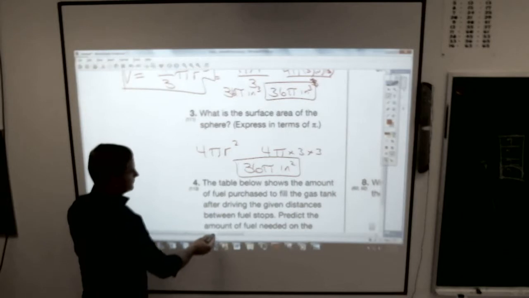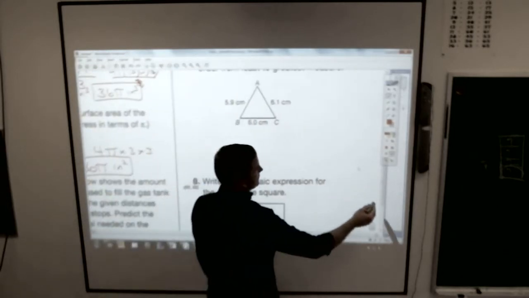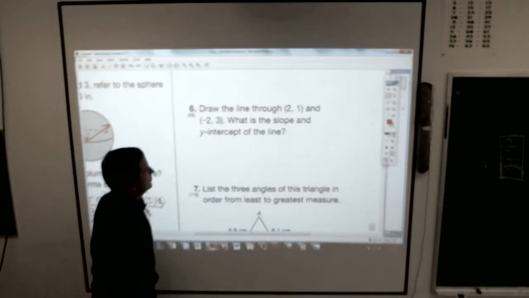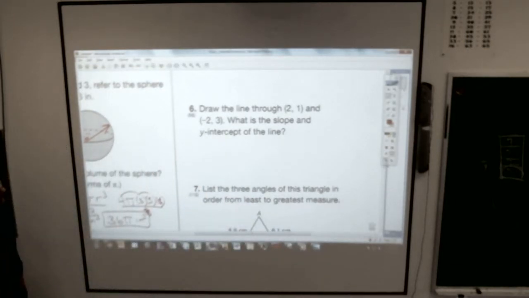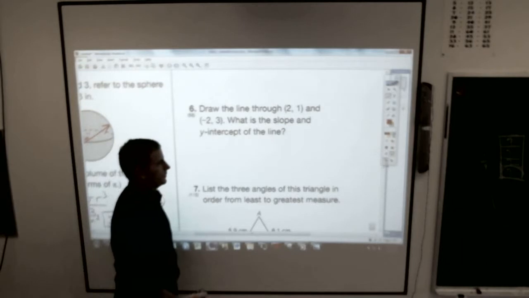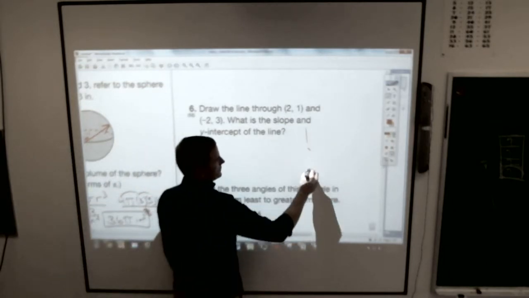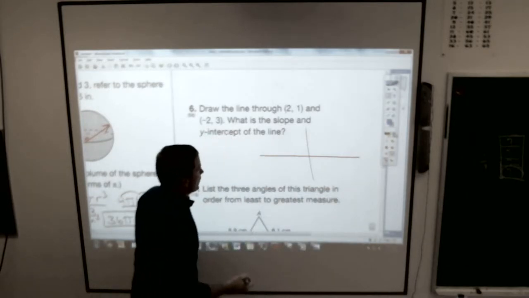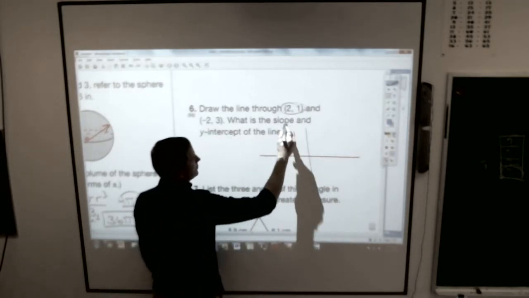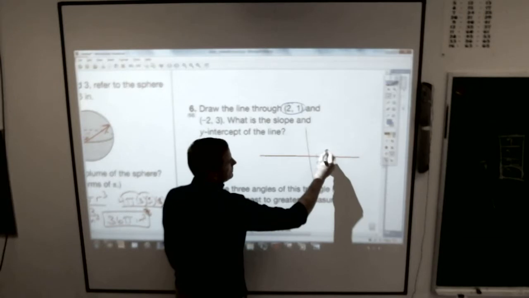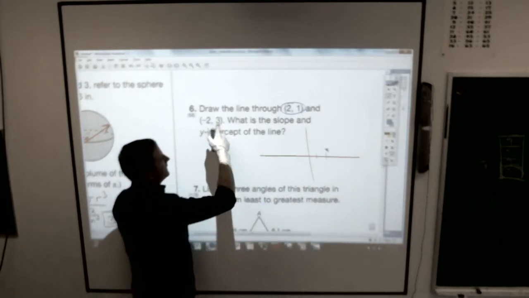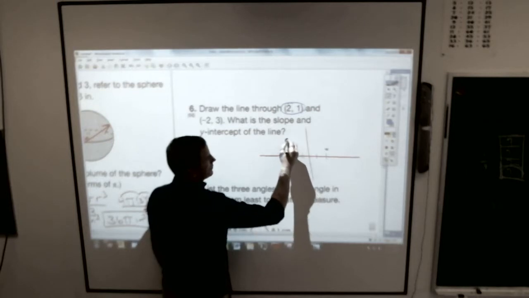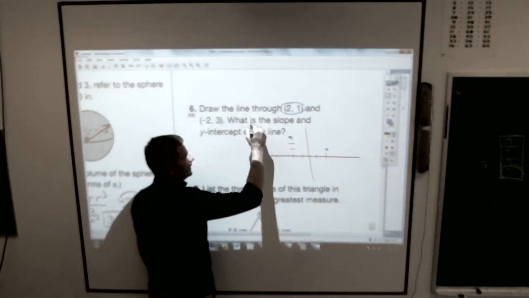I hope so. I'm going to make a slight go around. Draw the line through 2 and 1. What is the slope? What is the y-intercept? You will do this on some sort of graph paper. You don't want to do it like I'm doing in here, but I will show you. It shouldn't be too bad. You're plotting both of these points, 2, 1, 1, 2, 1, negative 2, 3, negative 2, 1, 2, 3.